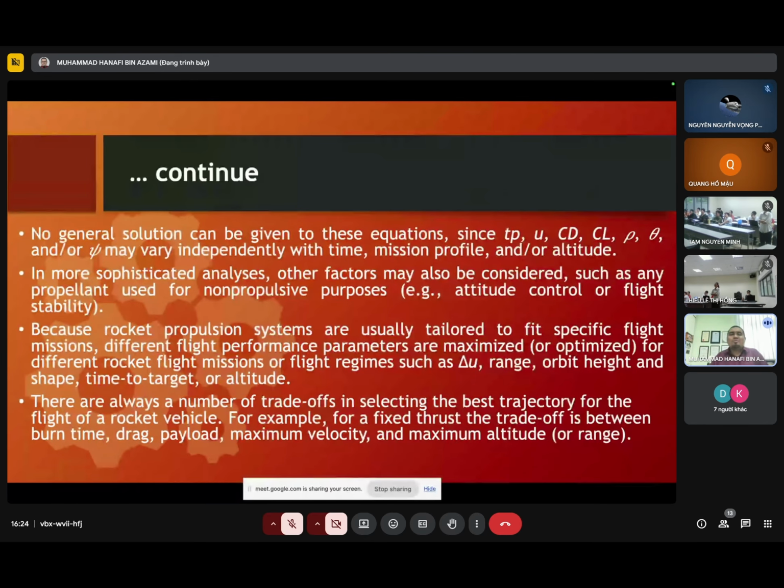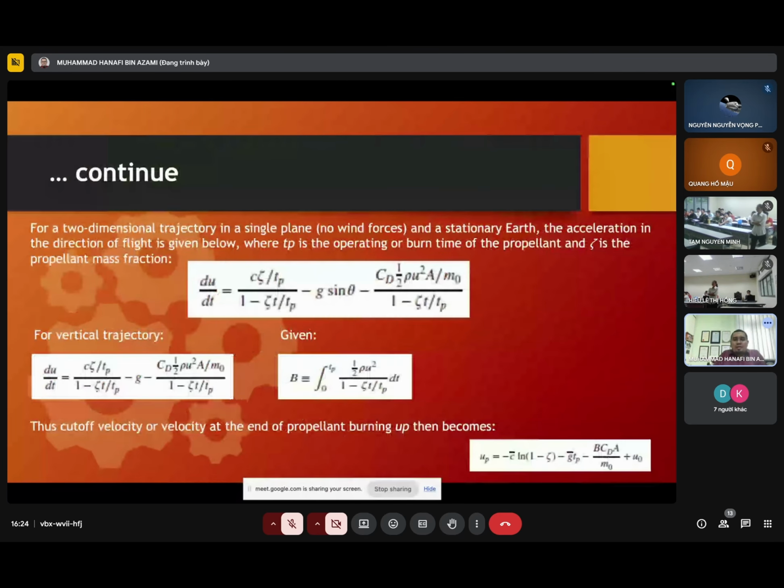Okay, all right. So nothing is free lunch. All right. So next is to continue. Okay, now let's go for the two-dimensional trajectory, x and y, in a single plane, with no wind forces and a stationary Earth that doesn't rotate.